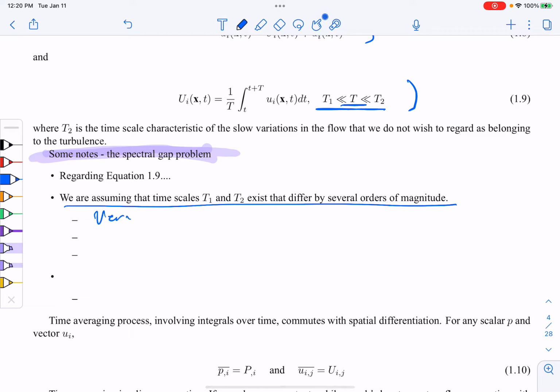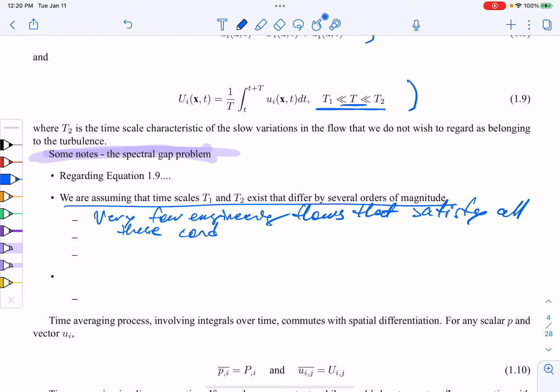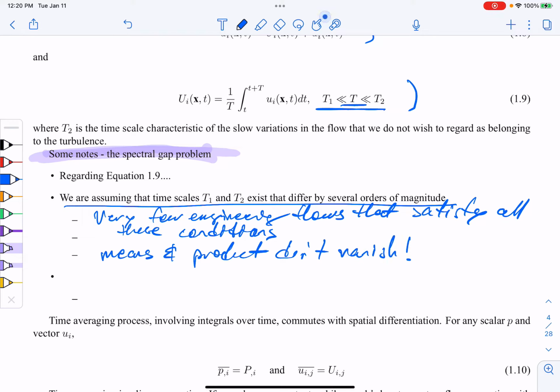Really, there's very few engineering flows that satisfy all these conditions. And we'll just say, so what? We're going to do it anyway and see what happens. And it turns out that sometimes even if you violate these statistical assumptions, it won't matter anyway. And these means and their product don't vanish. We'll see that when we derive the RANS equations in a few minutes.